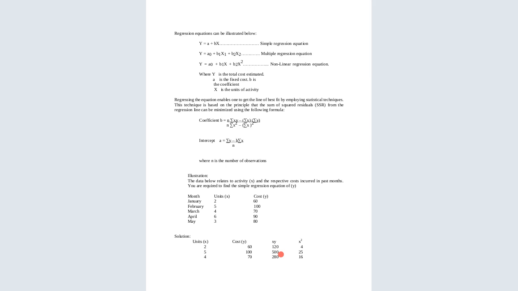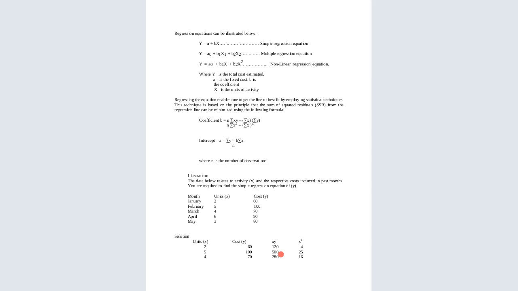So we have an illustration. The data below relates to activity X and the respective costs incurred in the past month. We are required to find the regression equation of Y. So we say that the equation is Y is equal to A plus BX. And our most important aim is to find the value of A and the value of B.